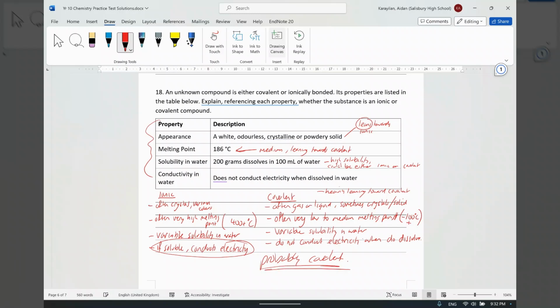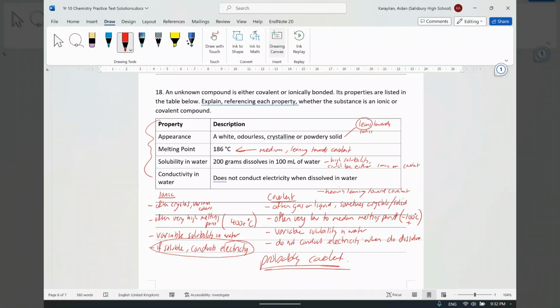I'm not expecting you to get it right whether it is or not. You will get marks for these arguments, each individual argument. But in this case, it seems like it's strongly likely to be covalent. And that's pretty much it.